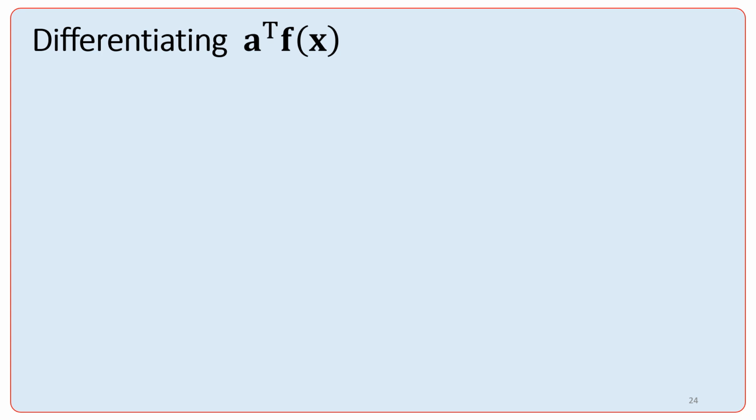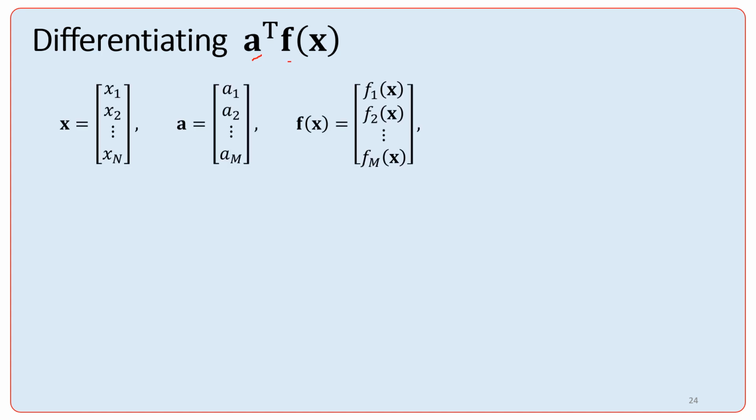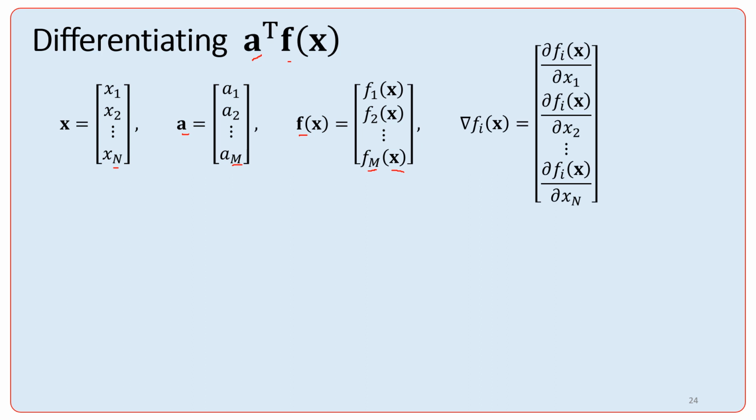Now, we know how to differentiate a scalar a times a scalar function f. Now, let's look at its vector equivalent. So, we want to differentiate a transpose times f of x, where x is an n-dimensional vector, a is an m-dimensional vector, and f of x is an m-dimensional vector. And each scalar function, which is a component of this vector function f of x, has its gradient given by this expression here.